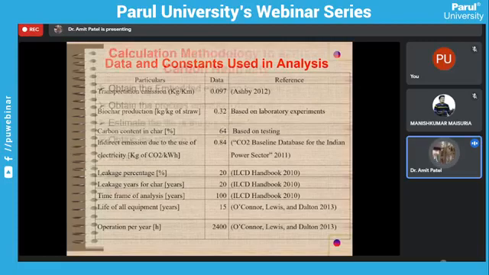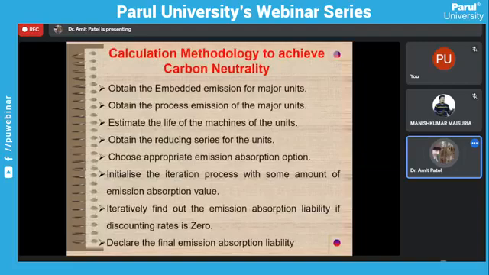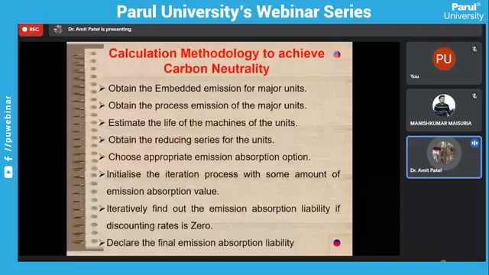First obtain the embedded emission, right? Then obtain the process emission. Both numbers are obtained. Then estimate the life of the machine. Then reducing series are to be obtained. Then add this series year wise. Then choose an appropriate slope for positive and negative. Whatever the slope you are having, say, in the red side, you say there is emission, and if you are on a green side, there is a liability.